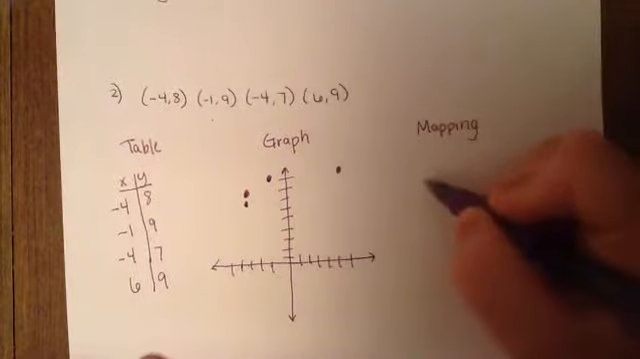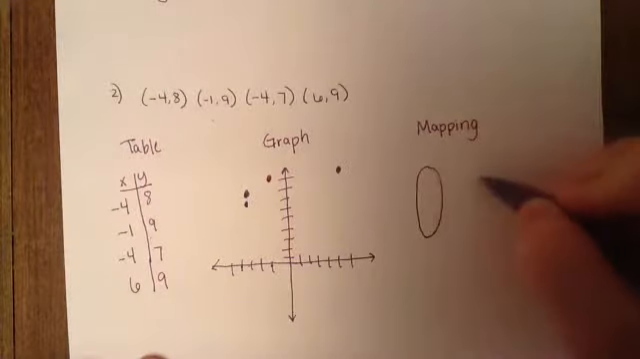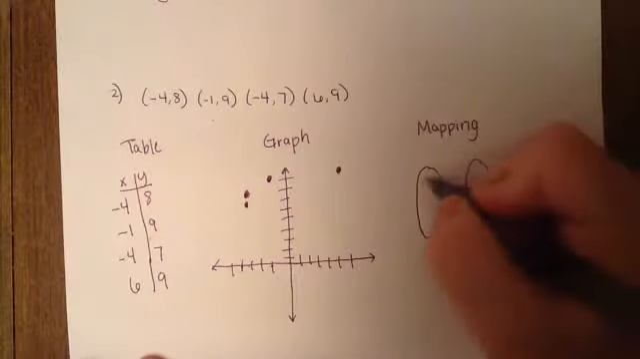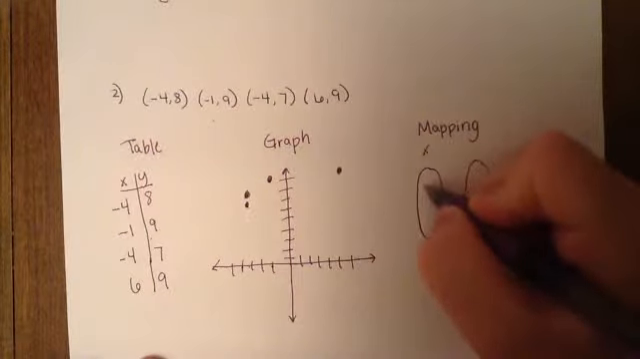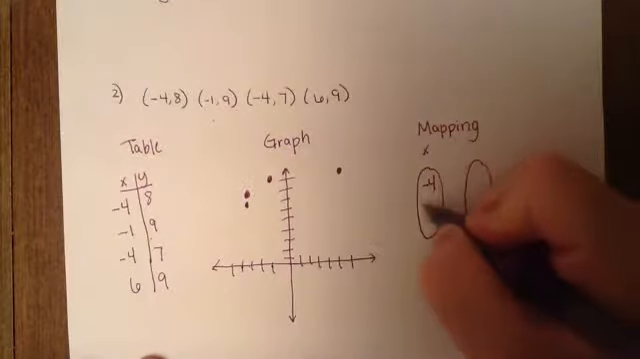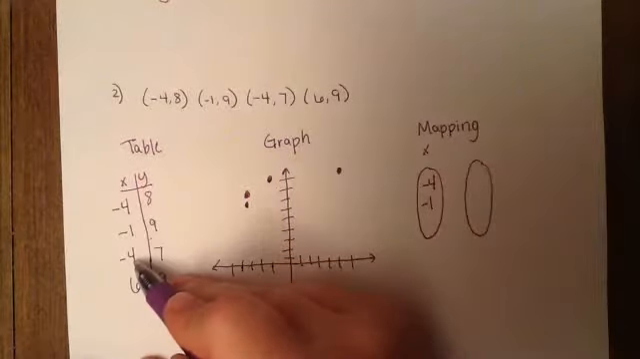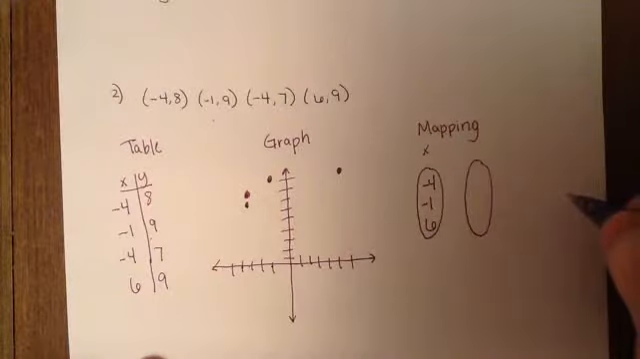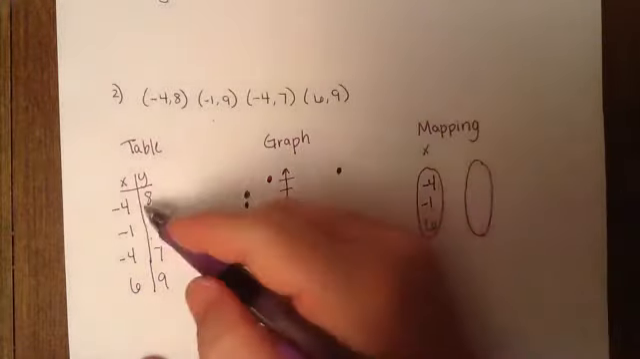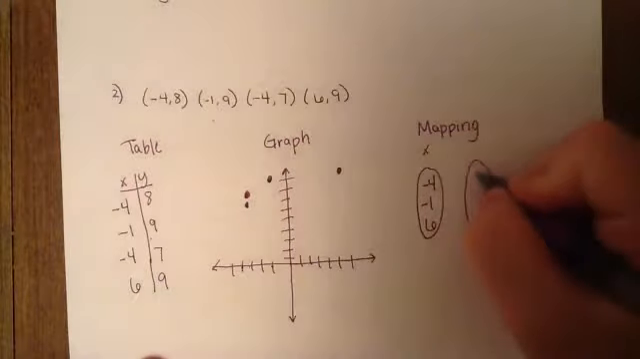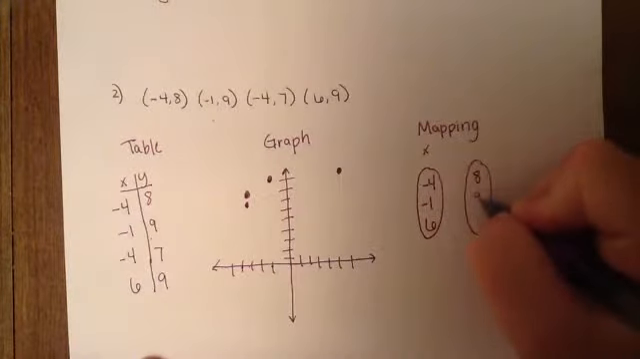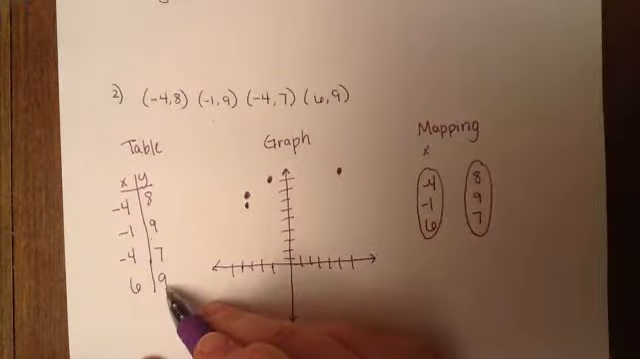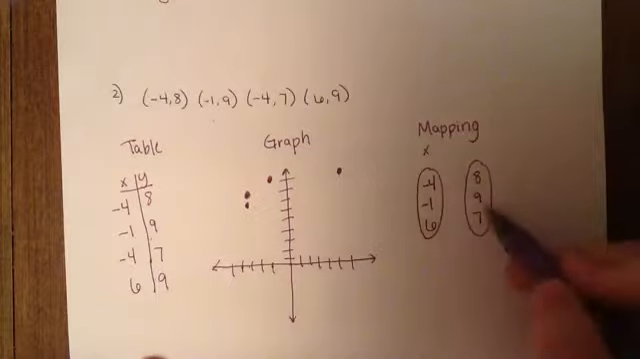The last thing you had to do was the mapping. So my x values were -4, -1, and I'm not going to relist this one because it's already there, and 6. My y values were 8, 9, 7, and do not relist this one. Why? It's already in there.